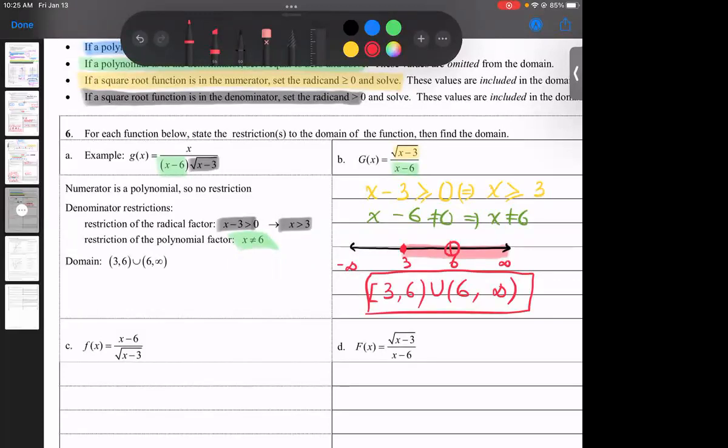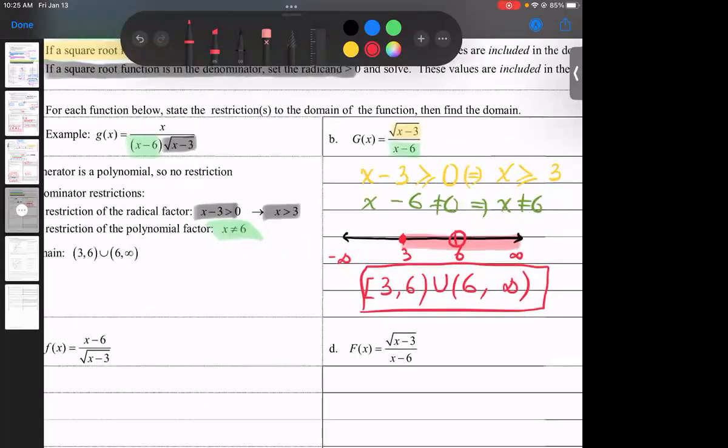The parentheses indicate that you do not include 6. Right? You get very close to it from the left or the right. From the left, I'm going to get close to what? 5.99999, right? And then I skip the 6, and then I jump and go to like 6.00001, something like that. So close to it, but never quite at it. Hence the parenthesis.